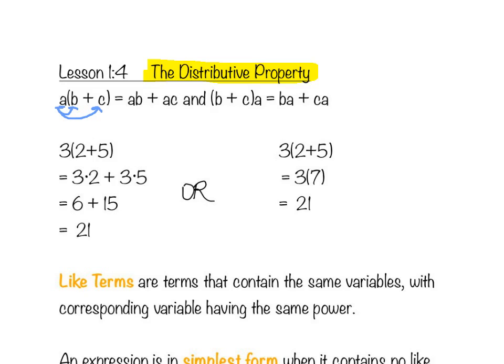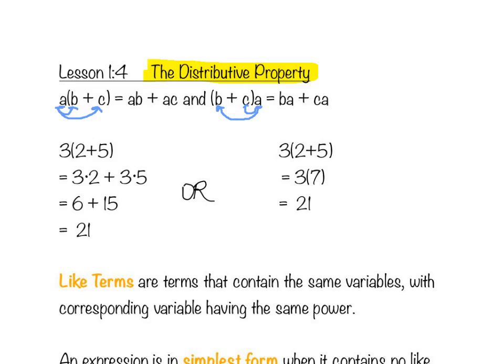Conversely, if you have the quantity B plus C times A, it works the same way, but to the left this time. You can do A times B or B times A plus A times C or C times A.